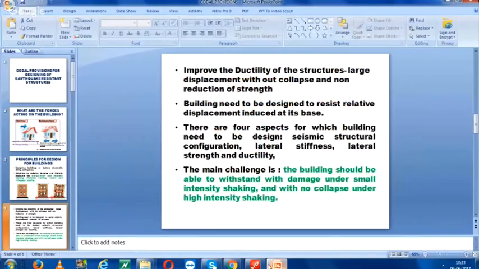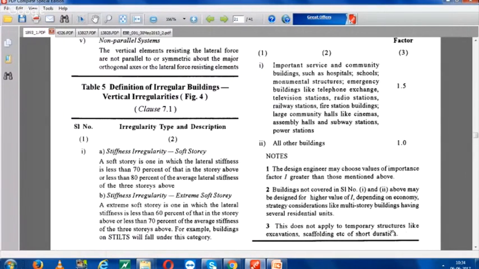Another thing, as I have shown you the stiffness irregularities there. A soft story is one in which the lateral stiffness is less than 70% of that in the story above, or less than 80% of the average lateral stiffness of the 3 stories above. See here the stiffness. What I have told you, that if the building is having ductile kind of behavior, then the building will behave well during an earthquake.